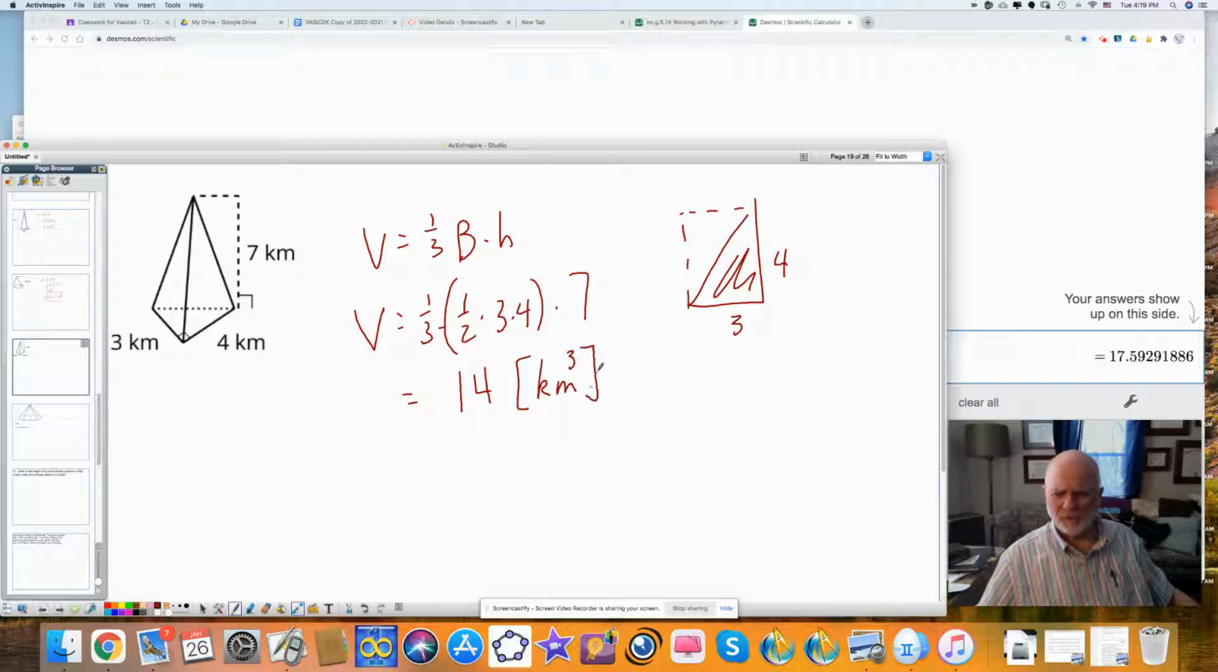Man, what are we talking about here? At the size of a planet, a small asteroid or something? That's pretty big. Cubic kilometers is big.